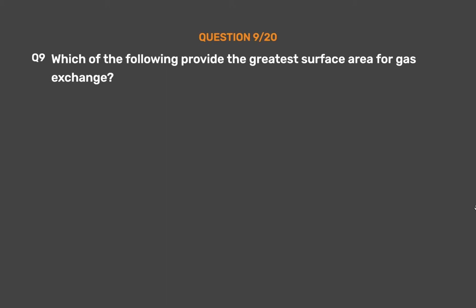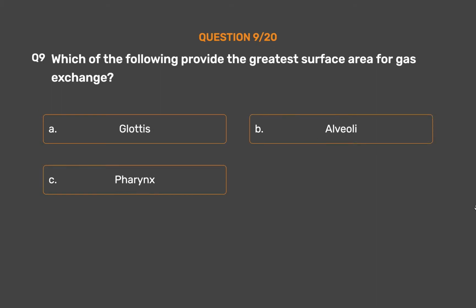Which of the following provide the greatest surface area for gas exchange? Option A. Glottis. Option B. Alveoli. Option C. Pharynx. Option D. Bronchioles.